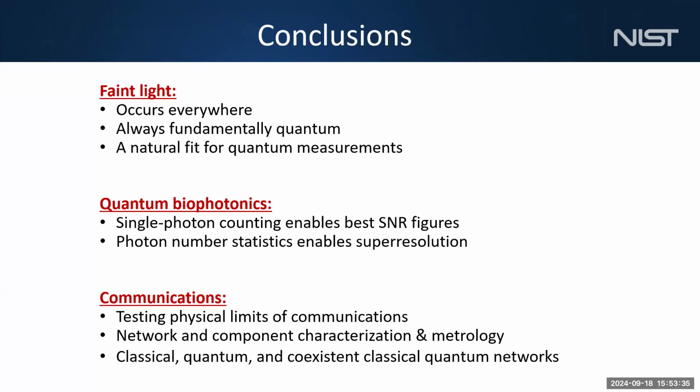For communications, I only talked about classical communications using very, very faint states. And we actually already talked about testing physical limits of communication, using characterization and metrology for really getting to the lowest possible states to probe your system or to propagate your classical information. And this research helps us to reimagine quantum networks, but I didn't really tell you much about what the quantum network is, so I will just stop right here and open the floor for more questions.